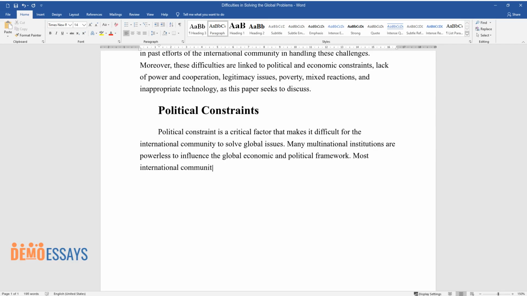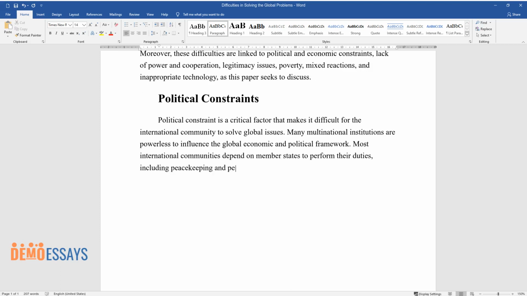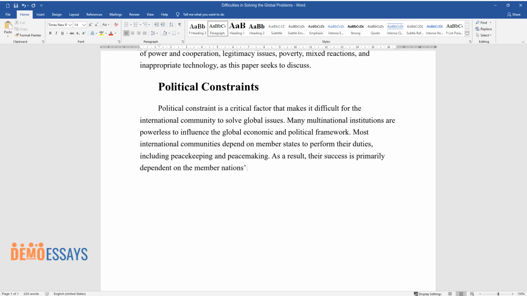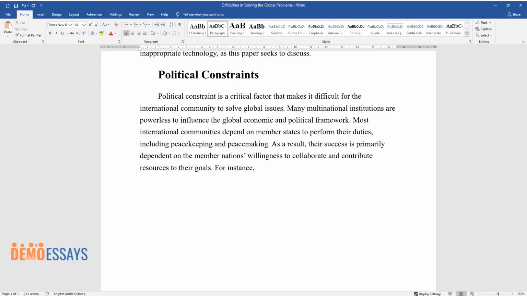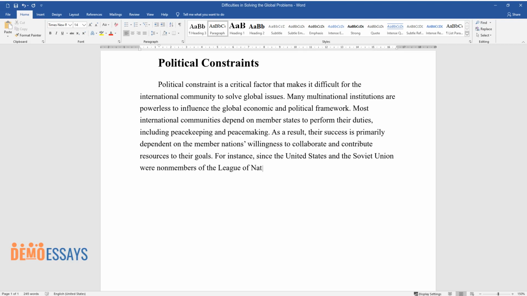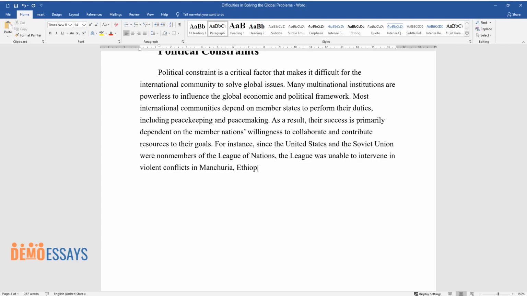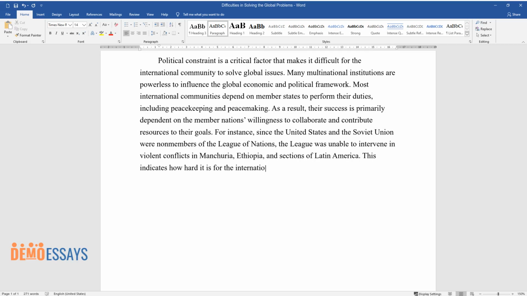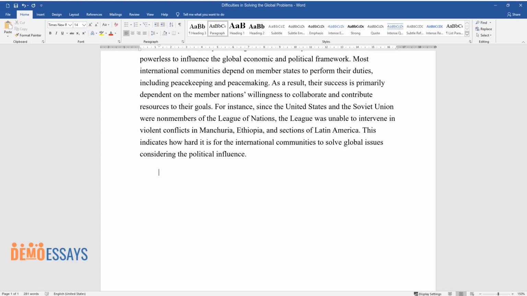Most international communities depend on member states to perform their duties, including peacekeeping and peacemaking. As a result, their success is primarily dependent on the member nations' willingness to collaborate and contribute resources to their goals. For instance, since the United States and the Soviet Union were non-members of the League of Nations, the League was unable to intervene in violent conflicts in Manchuria, Ethiopia, and sections of Latin America. This indicates how hard it is for the international communities to solve global issues considering the political influence.